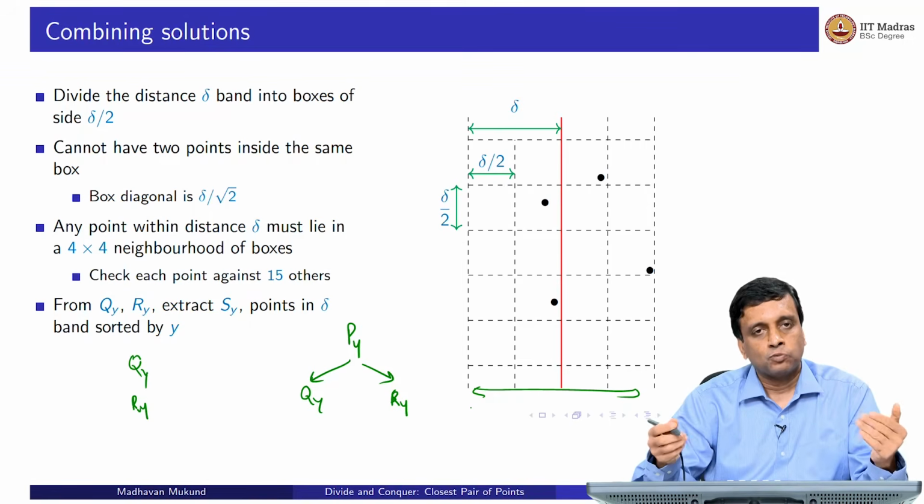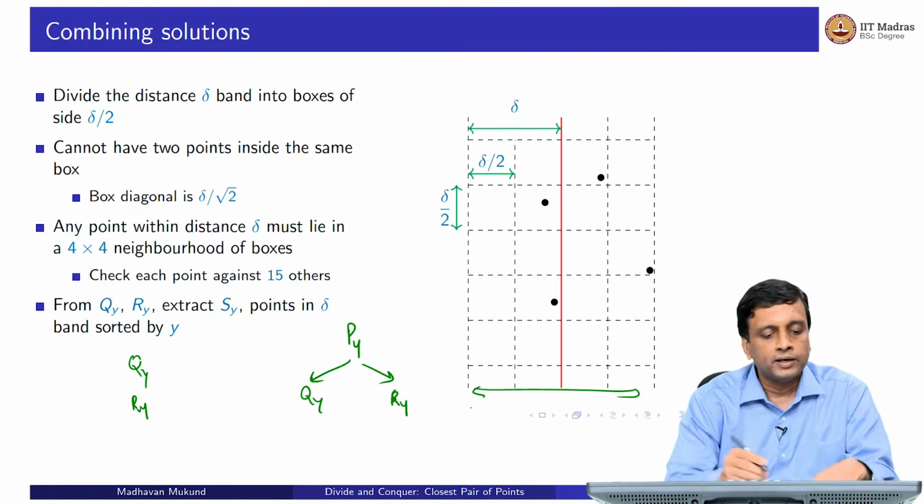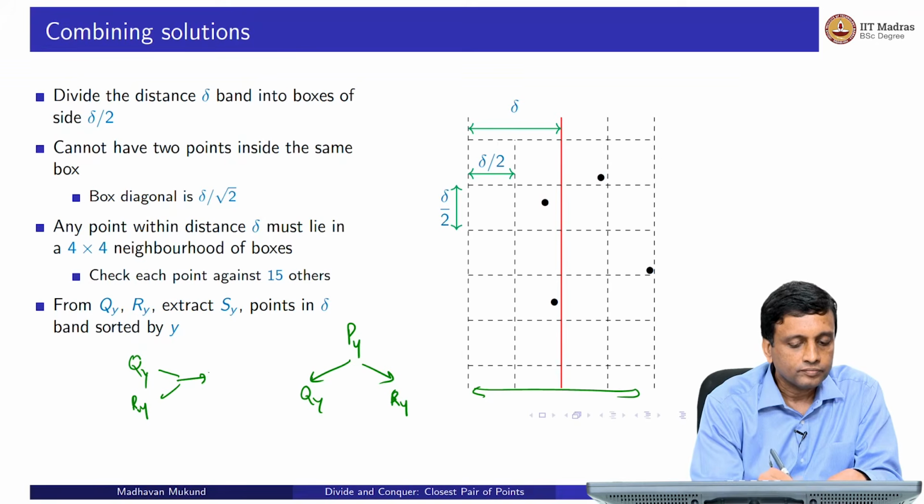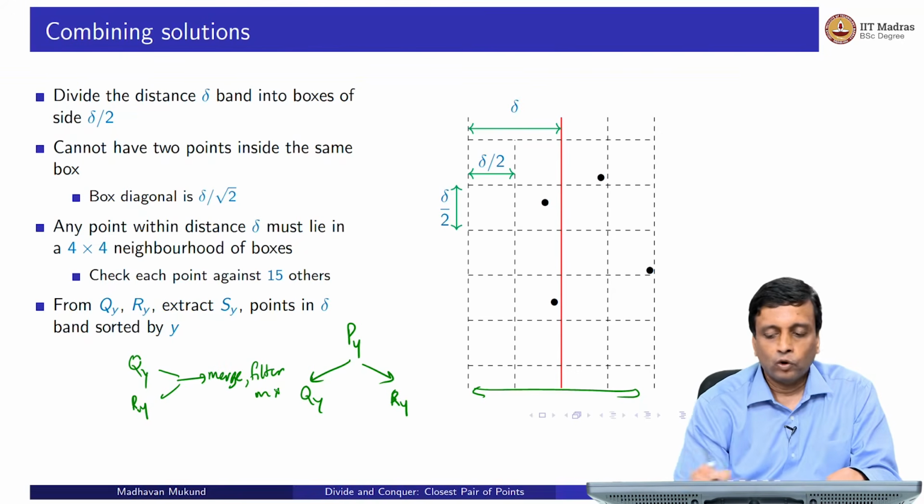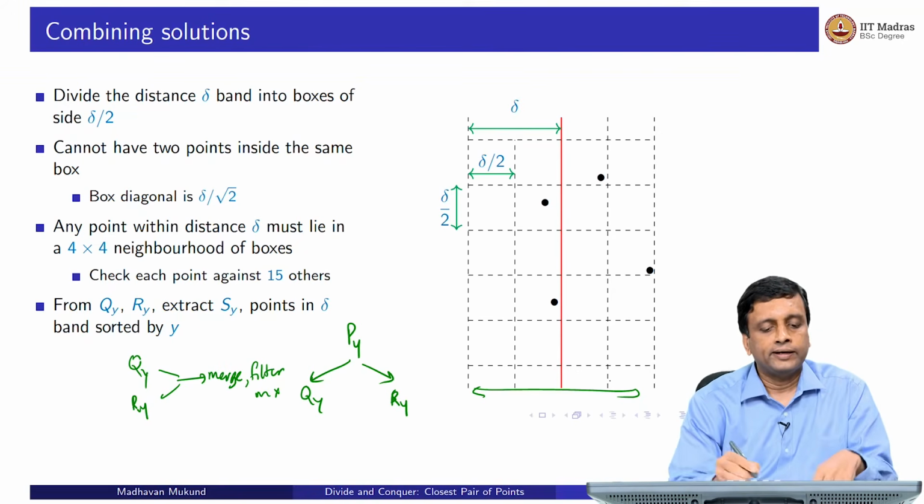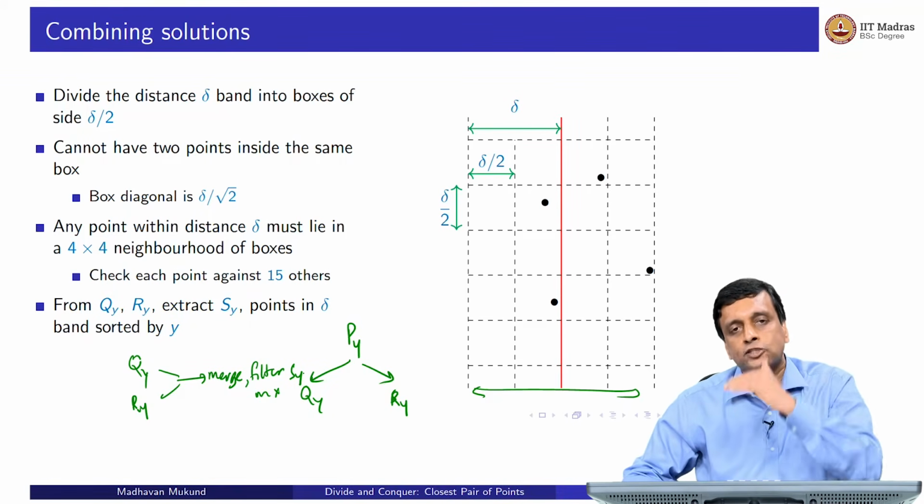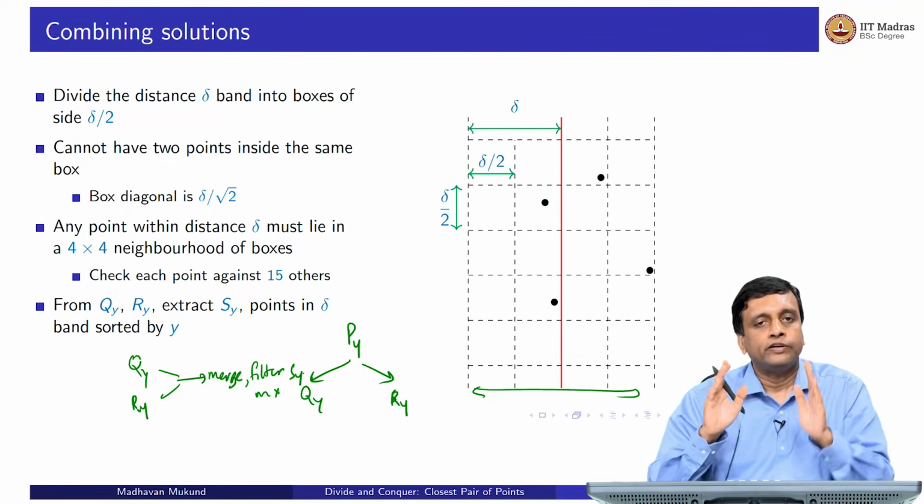Then I pick up the next smallest y coordinate between q and r. So I am merging these two and then I filter. I want x to lie between this. So from qy and ry I can generate this set sy, which is all the points in sorted order which lie inside this band of interest.